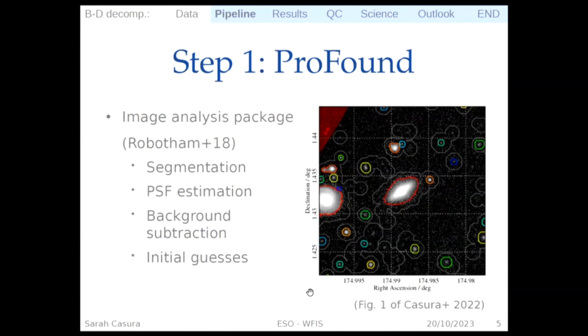So I'll walk you through my pipeline, but I'll be very quick because I really want to leave some time at the end for the sort of science that we can do with the resulting catalog, essentially. So step 1 of my pipeline is the pre-processing. We use Profound for that, which is an image analysis package written by Aaron Robotham. We use it to define the segmentation map, of which you can see an example here, and also for the PSF estimation, background subtraction, obtaining initial guesses.